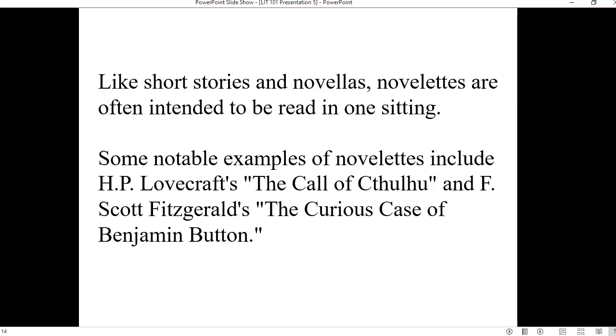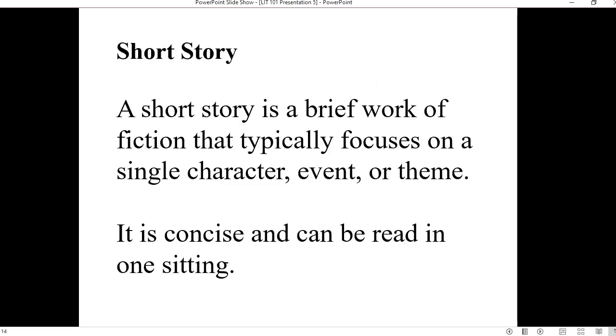While the novel can take some time, or as well the novella can take some time, the novelette can be read at a sitting. So we have some examples of novelettes. Some of them are The Call of Cthulhu, written by H.P. Lovecraft, and The Curious Case of Benjamin Button, written by F. Scott Fitzgerald.